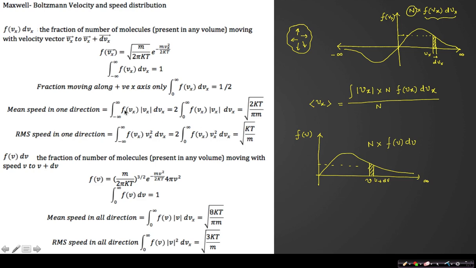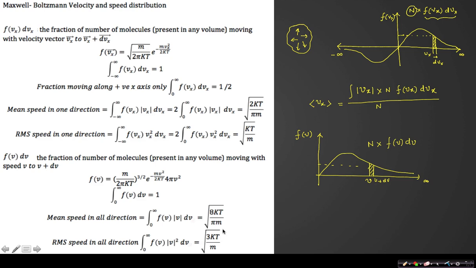As I have discussed the mean value in one direction, similarly the mean speed in all directions is the integral of f of v, mod v, into dv. And that value is root over 8kT by pi m, and the RMS value in all directions is root over 3kT by m. That we all know, right?